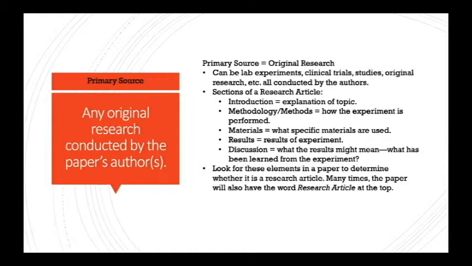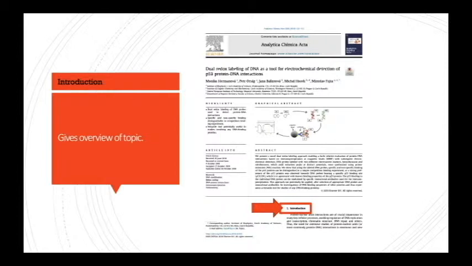So you can look for these elements in a paper to determine whether it is a research article or not. And sometimes at the top of a research article, it has the words research article, which can be a helpful giveaway that this is in fact a primary source. And let me just point out, in this article I found on DNA, the different parts of a research article so that it'll help you spot them.